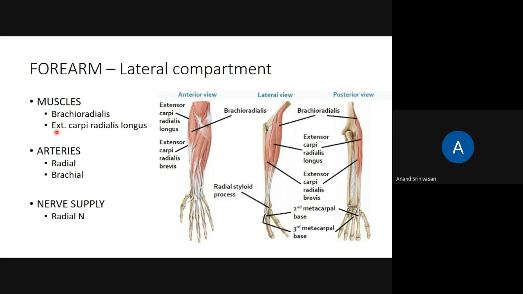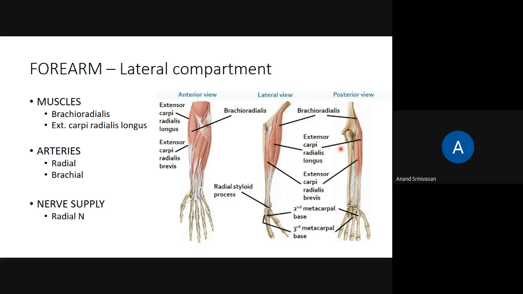How to remember? Extensor, extensor. It helps in extension. Extension of what? The carpi, the wrist. And it is present on the radial side. It is called radialis longus because it has a long tendon. So when I say there is extensor carpi radialis longus, there is also extensor carpi radialis brevis. The brevis will have a shorter tendon.